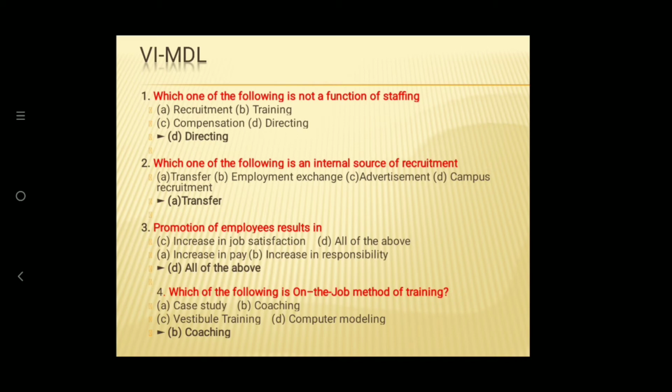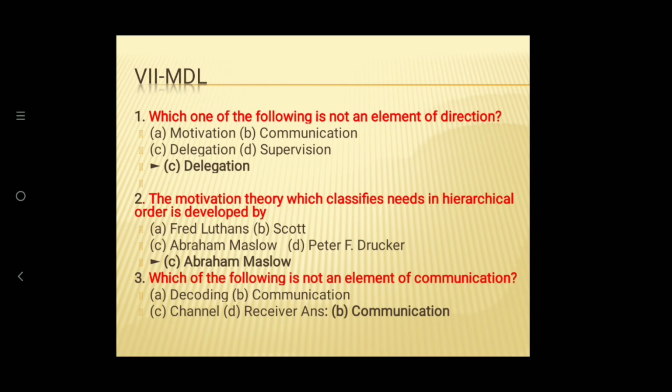Which of the following is an on the job method of training? Case study, coaching, vestibule training, computer modeling. Option B, coaching is the right answer. Which one of the following is not an element of direction? Option A, motivation. B, communication. C, delegation. D, supervision. So the right answer is delegation.